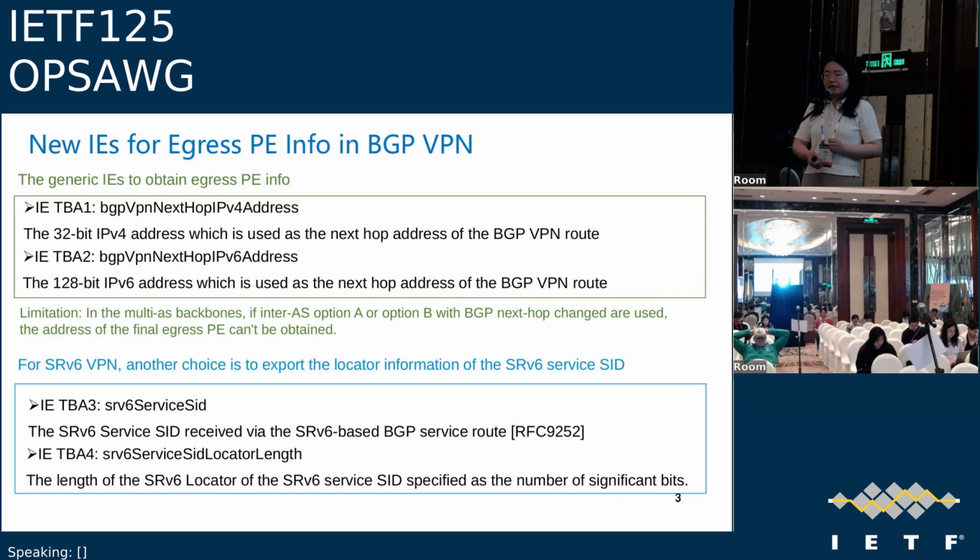So then you can have information element 3, SRv6 service set, and information element 4, the SRv6 service set locator length. Then you use them together, and you can get locator information. Or if you want to know about the detailed SRv6 service set information, they can fulfill that.